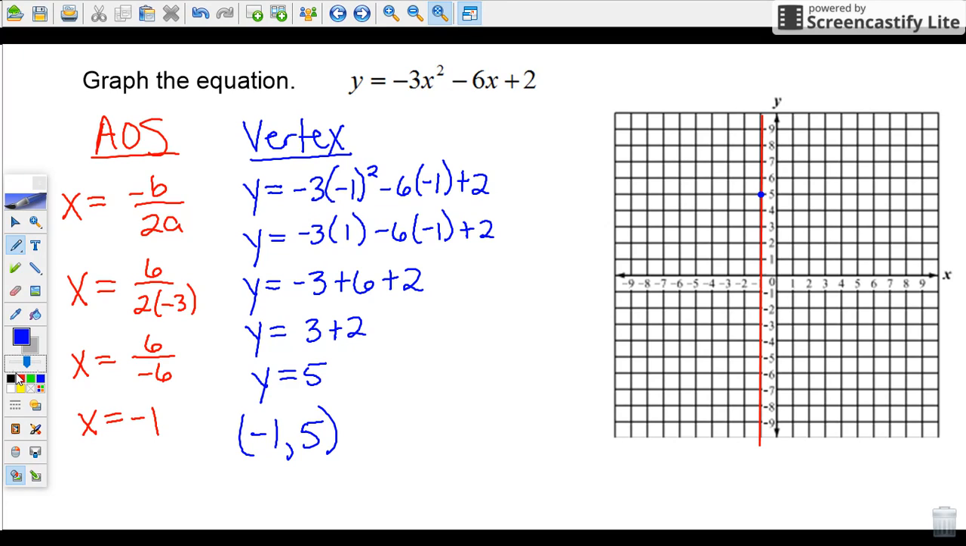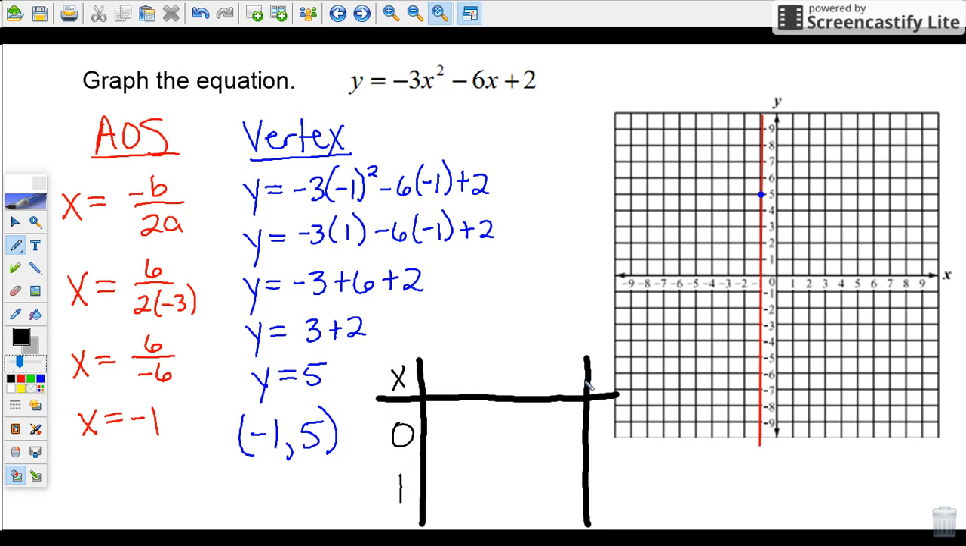Right there. Now, I need to find 2 other points either on the left side or the right side of that axis of symmetry. I'm going to go to the right side of it because then I can use 0 and 1. So I'm going to make a mini table of values here. I'm going to plug in 0 for x, and I'm going to use 1. I'm going to plug this into the original equation, and that's going to give me my y-coordinate. So that's going to give me 2 other points on this side.